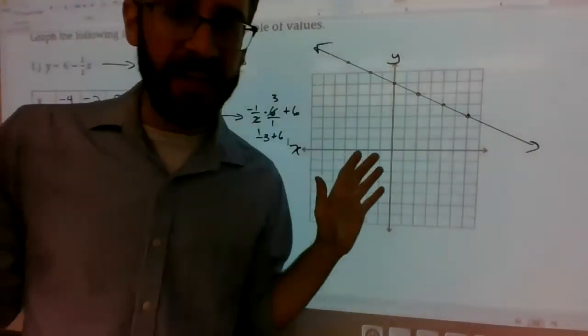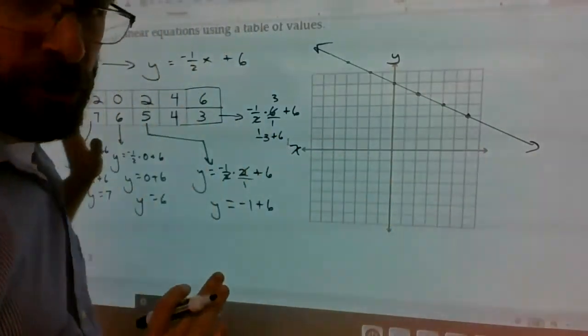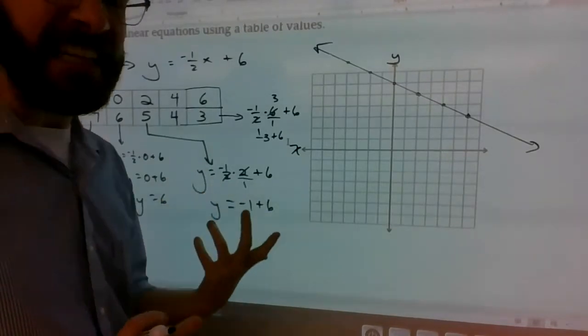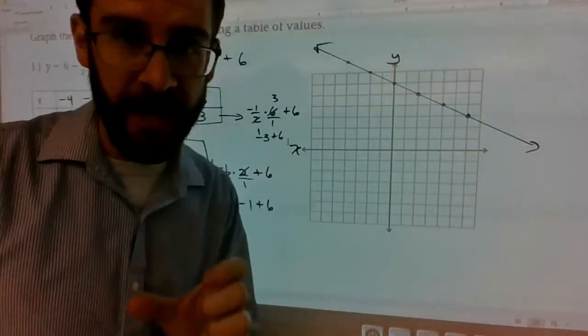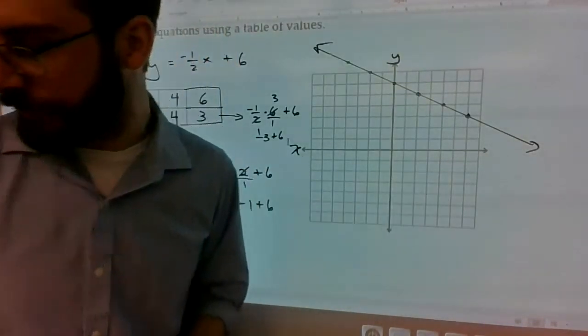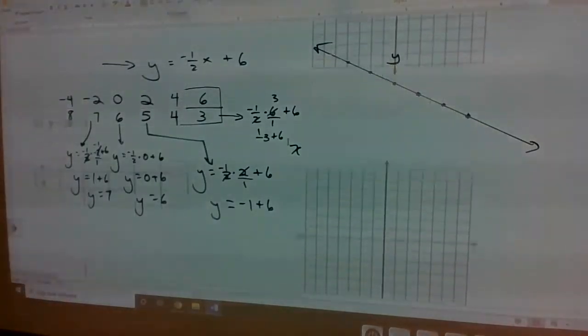I'm certainly not saying this is an easier method. I'm just saying it's an alternate method that you might need to use to plot points for not lines, but maybe stuff you would see in Math 2 and Math 3. Let's check out number 2 now.